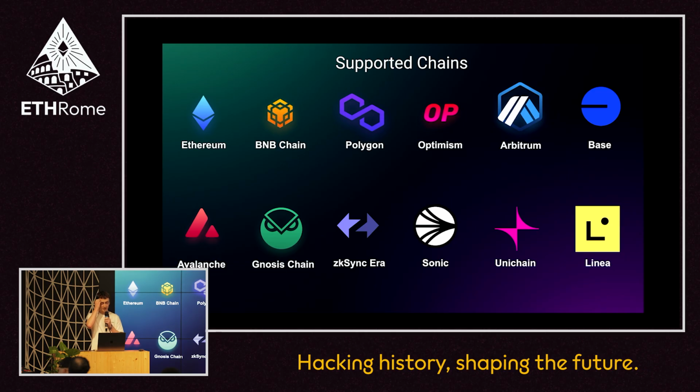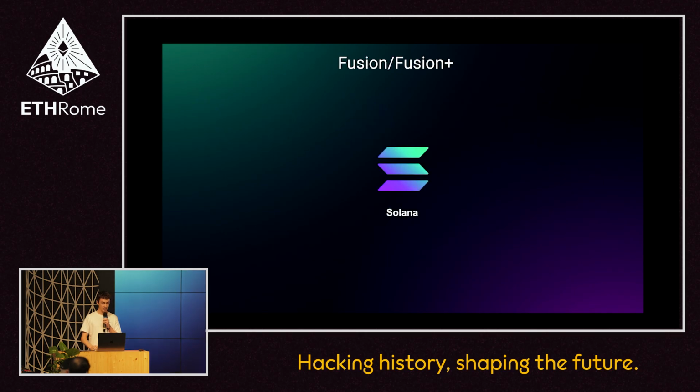So here are all the chains that we support today. We have Ethereum, some alt L1s, side chains, and then a lot of the major L2s. Additionally, we support our intent-based swapping and our cross-chain swapping on Solana, which is kind of this new frontier we're doing to reach out beyond the EVM.